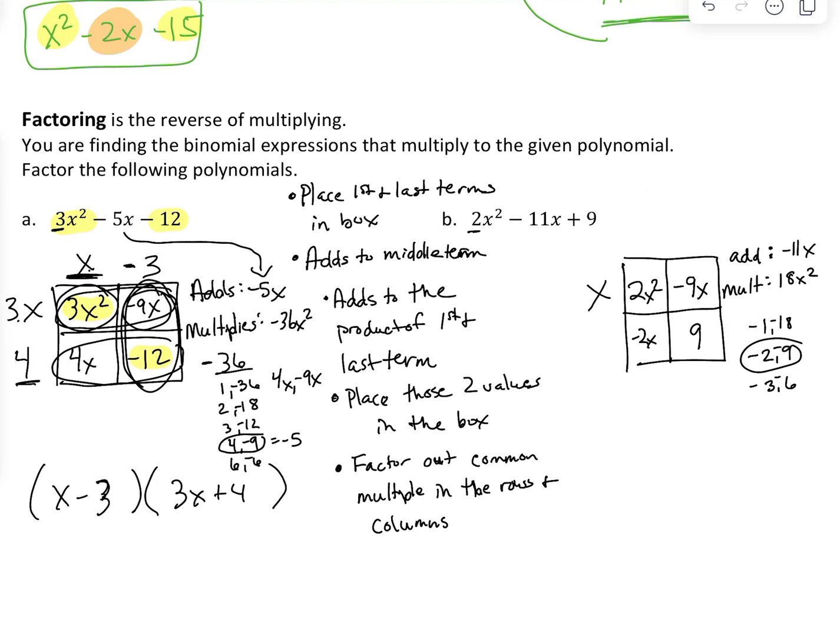Okay, so now I'm going to go look vertically. So either I could look at both numbers, so they both divide by 2 and by x. Also, if I double check, 2x times x does give me 2x squared. So x times a negative 9 will give me a negative 9x, and 2x times negative 1 will give me that negative 2x. And I am getting that 9 at the very end. So my answer is 2x minus 9 times an x minus 1.